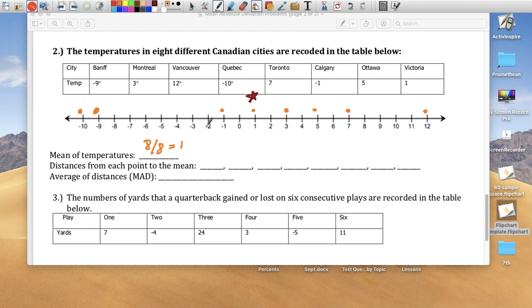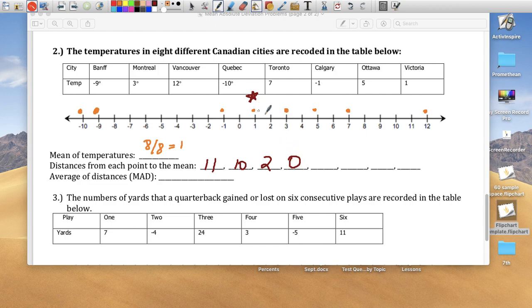So let's find the distance. Again, I'm not going to actually put the 1 under it, I'm just going to ask, how far is negative 10 to 1? If you were at negative 10 and you had to walk to 1, that'd be 11 paces. Negative 9 to 1, how far is that? That's 10. How far is negative 1 to 1? That's 2 units. How far is 1 to 1? Don't forget that one. 0.